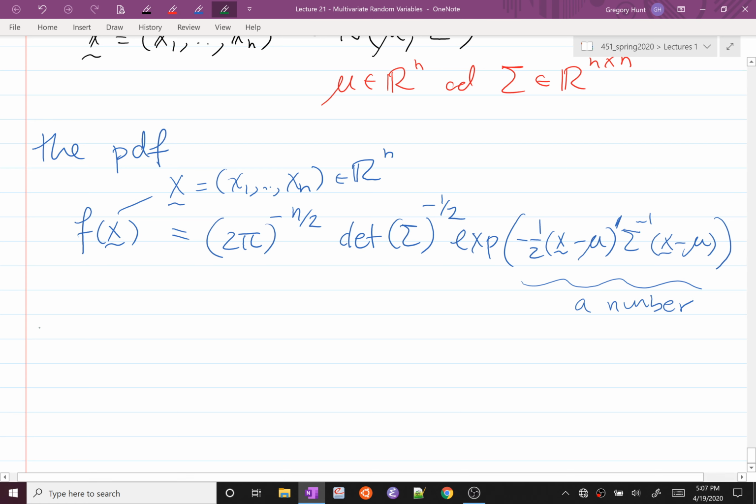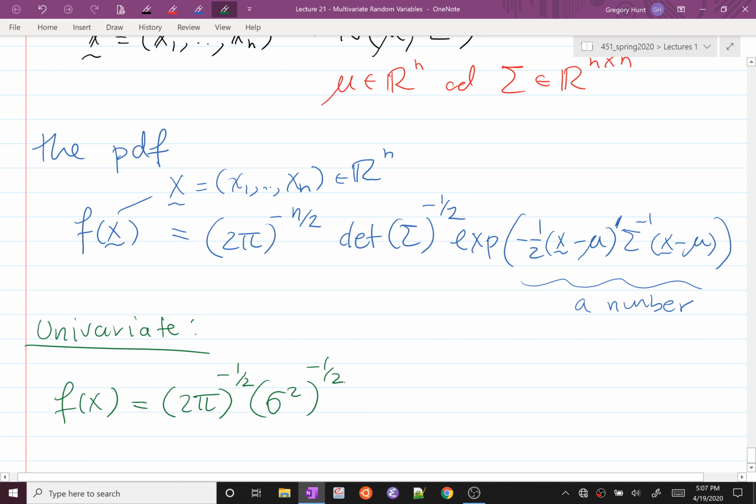So the analogy for the univariate case is that I could write my PDF like this: 2 pi to the negative 1/2, sigma squared to the negative 1/2. In the multivariate case, we have the determinant of the covariance matrix to the negative 1/2. And then I could write this as exponential negative 1/2 times x minus mu, sigma squared to the negative 1, x minus mu.